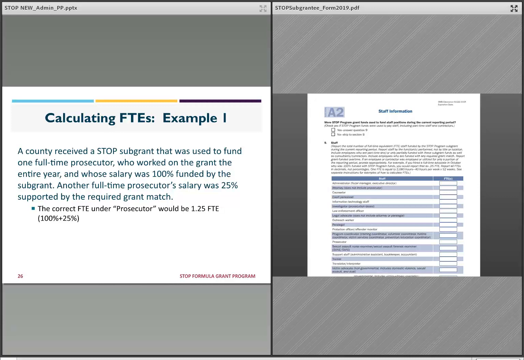Here's an example. If a county receives a STOP subgrant that was used to fund one full-time prosecutor, and they worked on the grant the entire year, and their salary was 100% funded by the subgrant, and then also on this same subgrant, another full-time prosecutor's salary was 25% supported by the required grant match, you would add these two amounts together to get the appropriate FTE under prosecutor, which would be 1.25, because that's the portion of time that was worked on the grant and supported with STOP subgrant funding and required match.